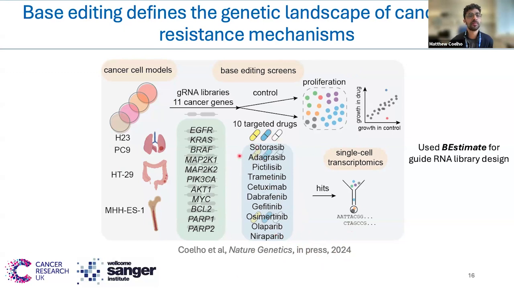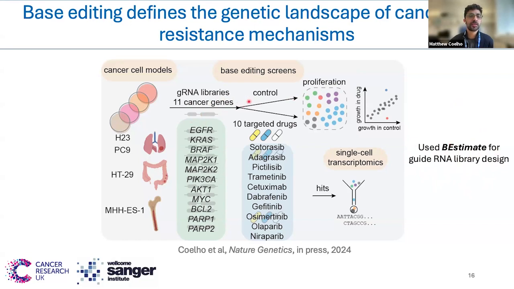So in this study, which was published last year, we looked at 10 molecularly targeted drugs in cancer and the resistance across 11 cancer genes using cytidine and adenine base editor screens. And so again, we were screening using lentiviral libraries of guides, tiling these genes. And actually, Jansu will tell you a little bit in the practical after this session about how you design these guides for libraries to do your base editing screens, for example, using this tool called Bestimate.